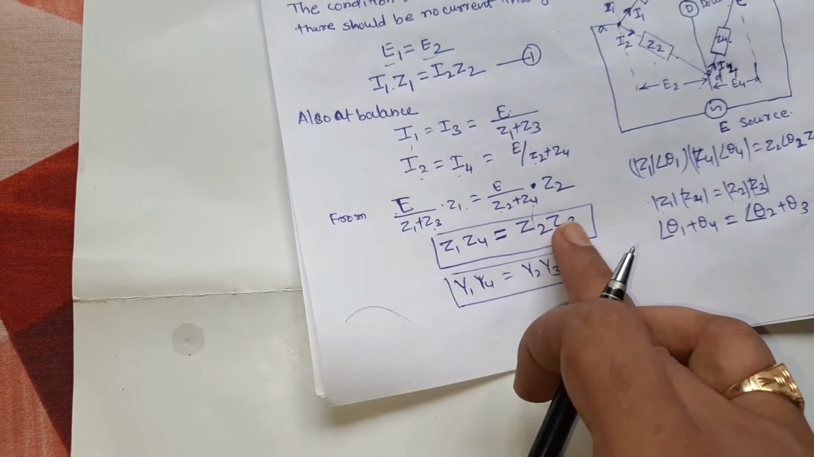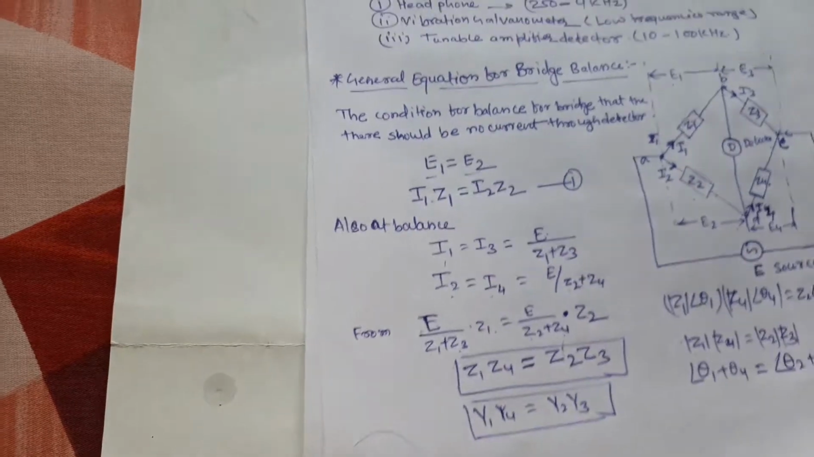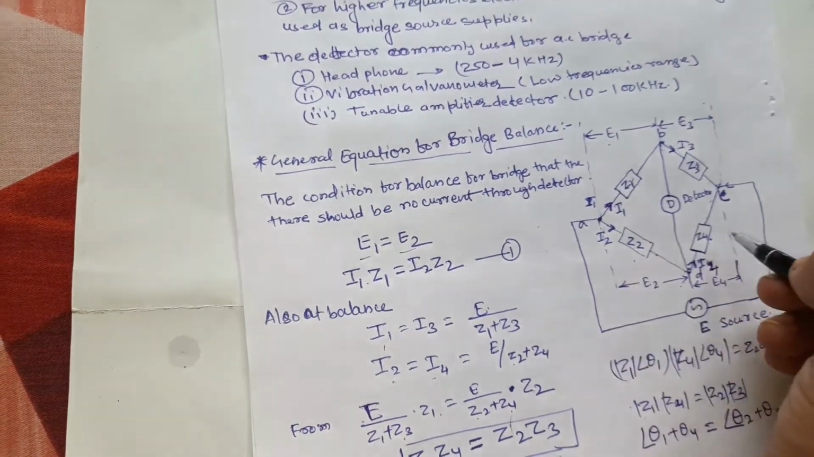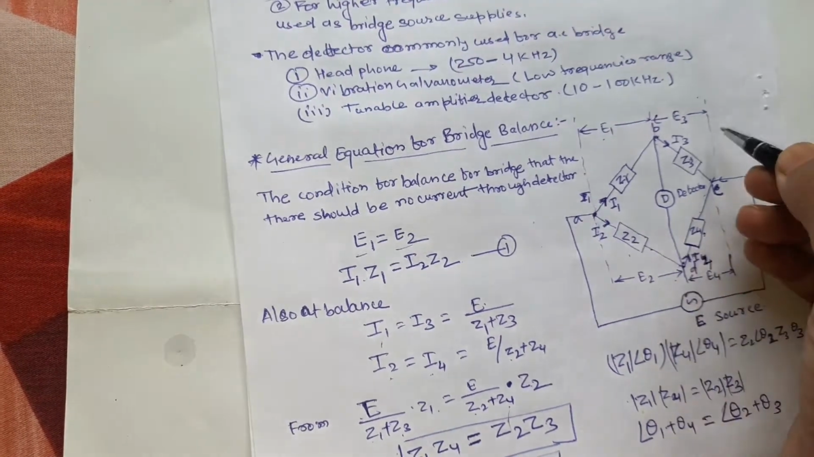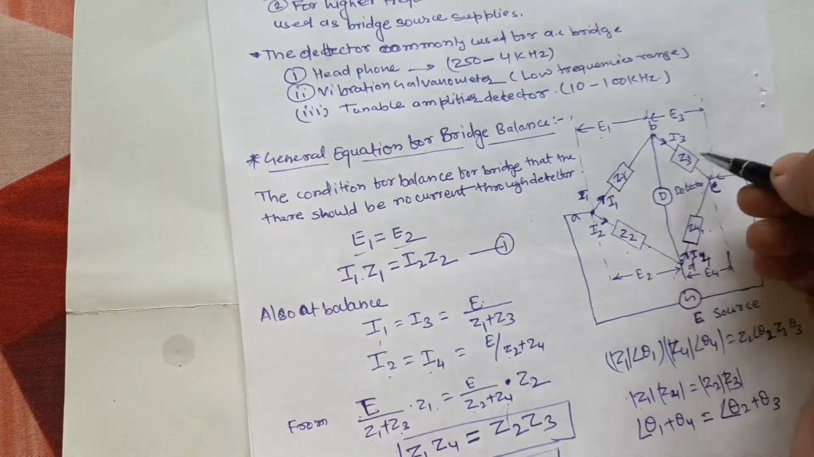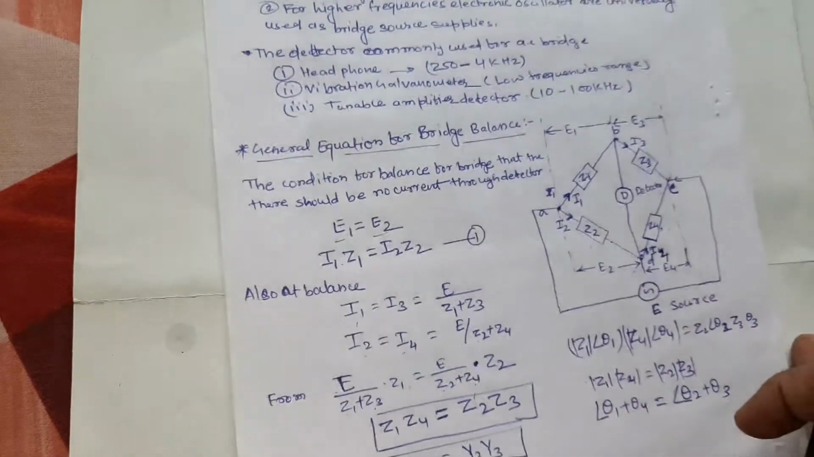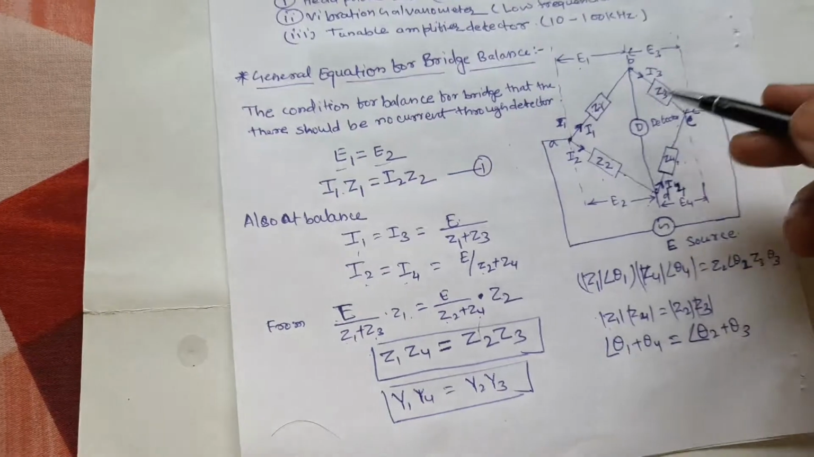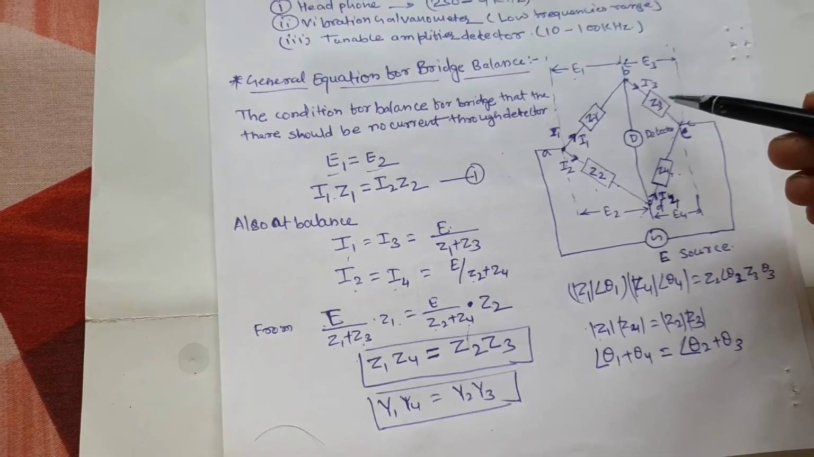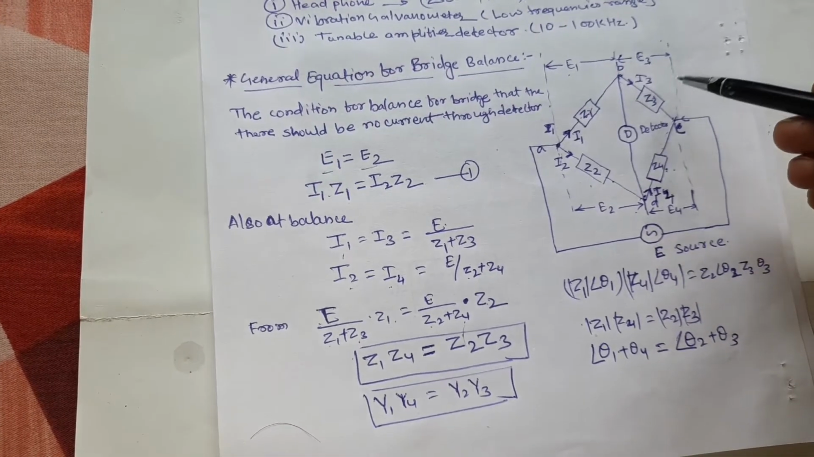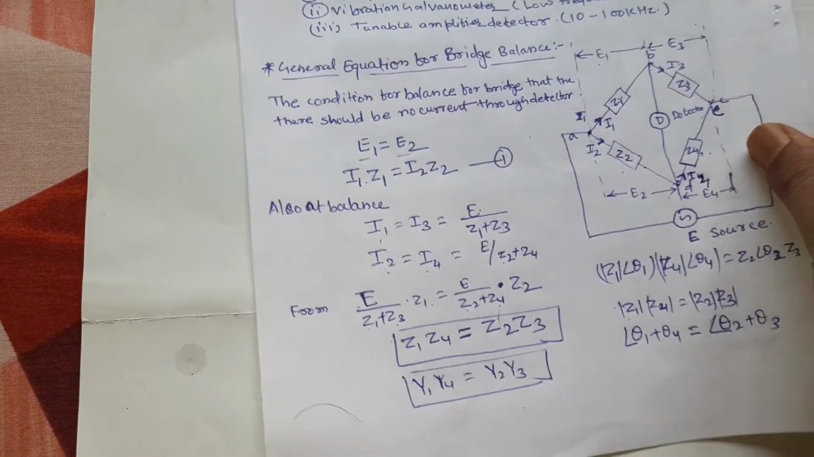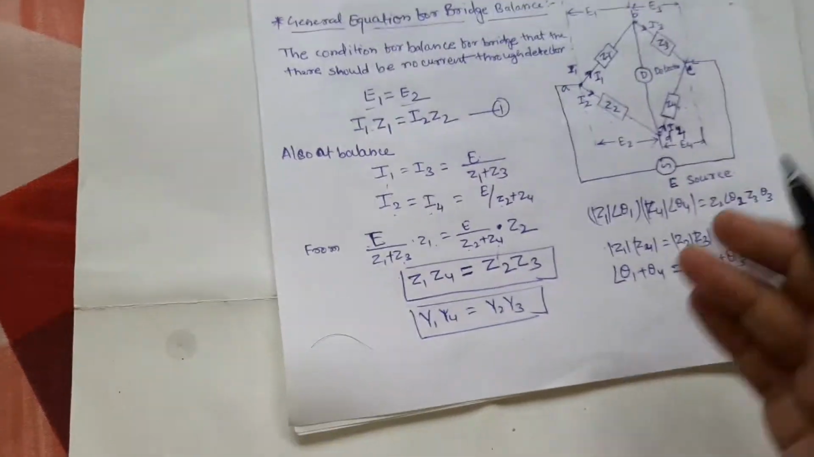Finally, if you solve this equation, you get Z1 into Z4 is equal to Z2 into Z3. In short, the product of opposite branch impedances must be equal. That means Z1 into Z4 is equal to Z2 into Z3 at balance condition. In this way we find out different electrical parameters like capacitor, inductors, frequency.